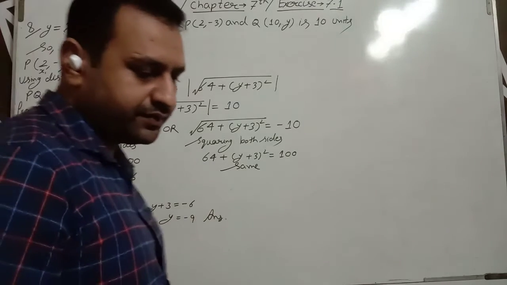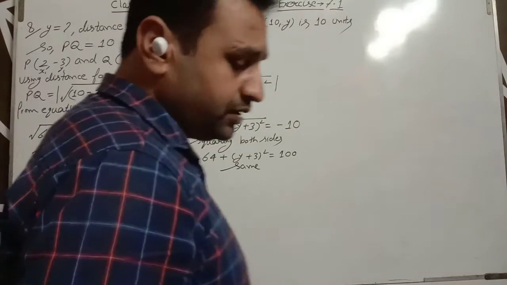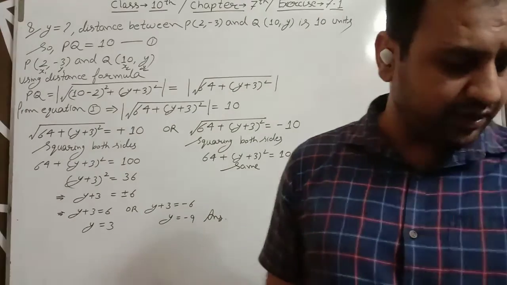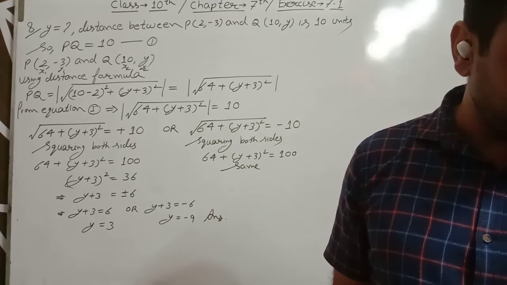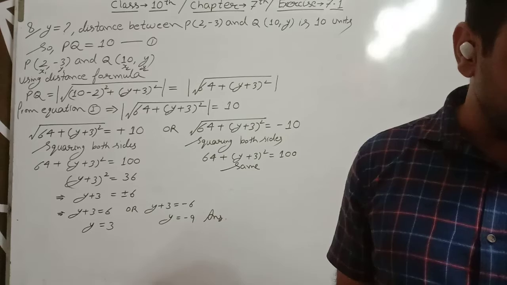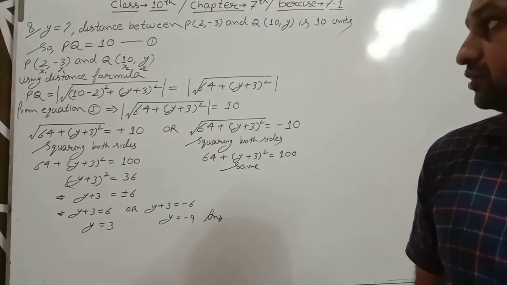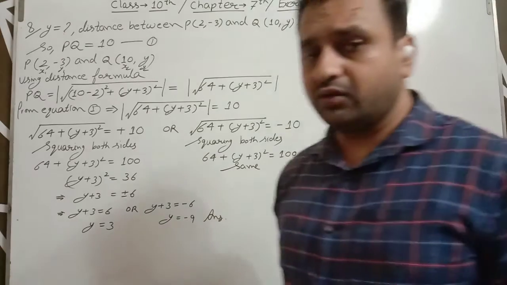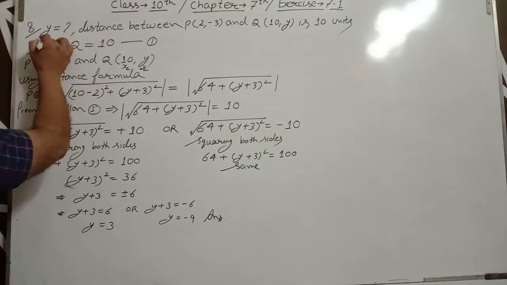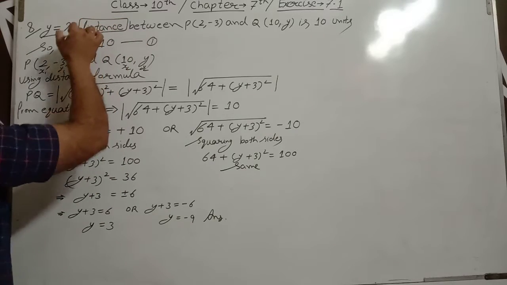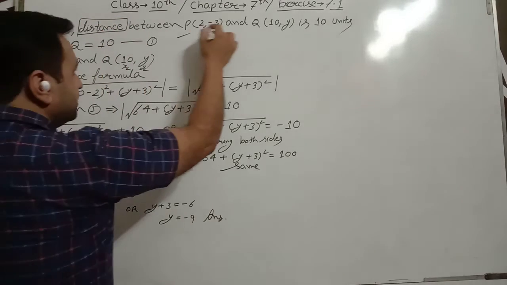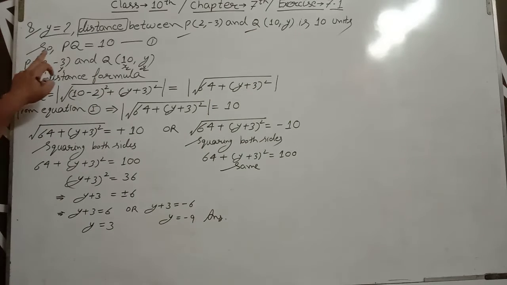Now question number 8. In question number 8, find the value of y for which the distance between points P (2, minus 3) and Q (10, y) is 10 units. So in this question we have to find the value of y, and the distance between P and Q is 10 units. So obviously we use the distance formula between P and Q. PQ is equal to 10 units.